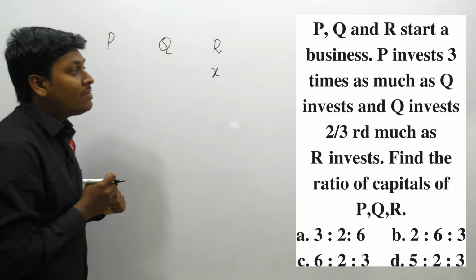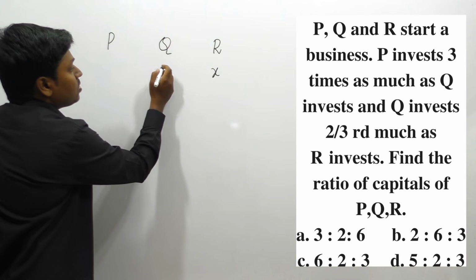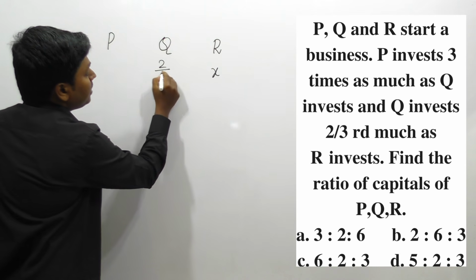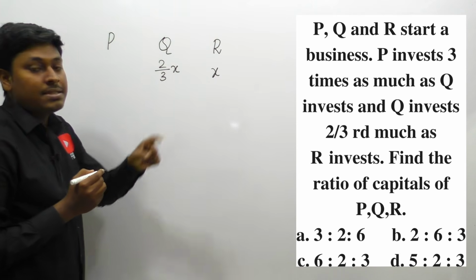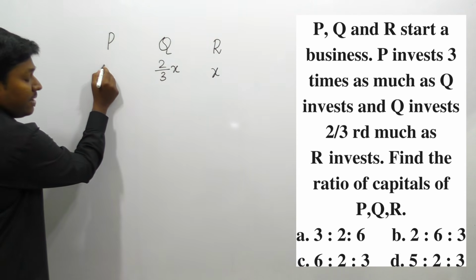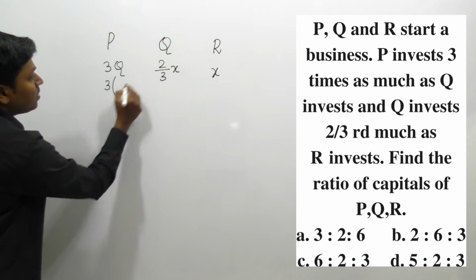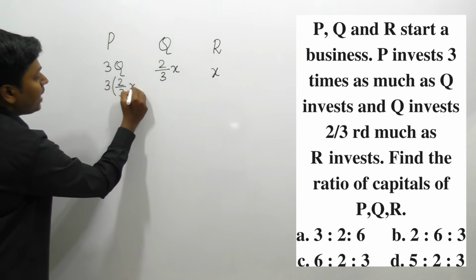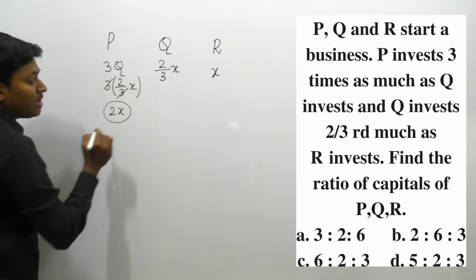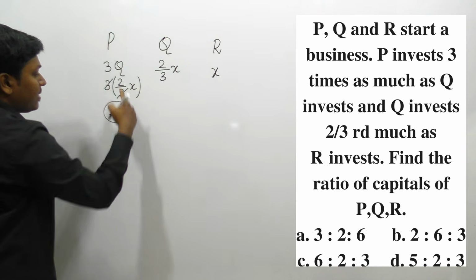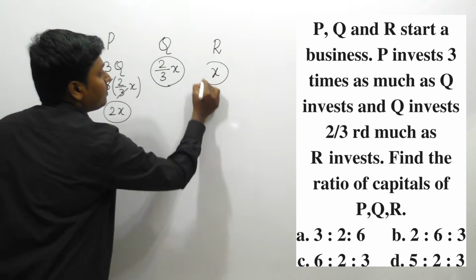So friends, Q invests 2/3 as much as R. We know that R is equal to X, so Q will be 2/3 of X. P's investment is 3 times as much as Q. So 3 into 2/3 X, we can cancel 3 and 3. So finally we got P's investment will be 2X. So P's investment is 2X, Q's investment is 2/3X and R's investment is X.